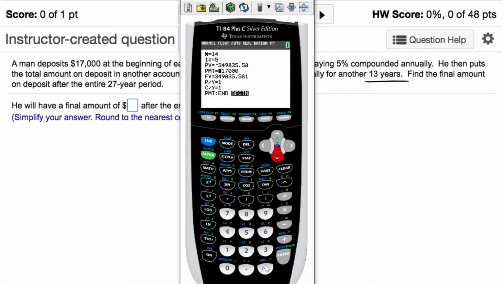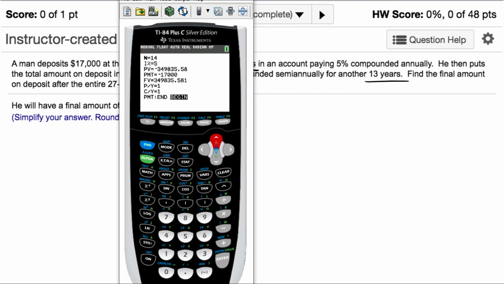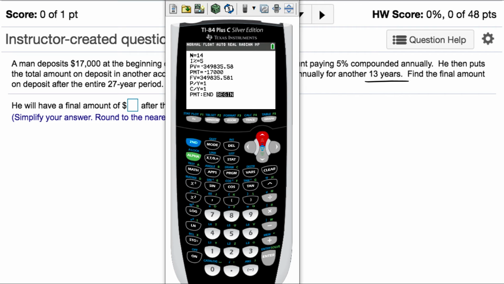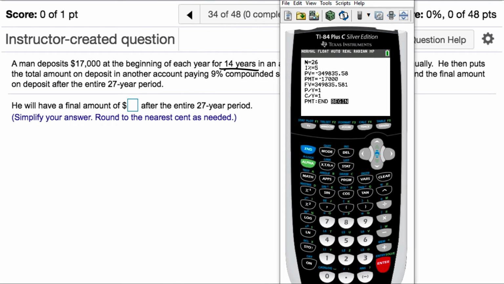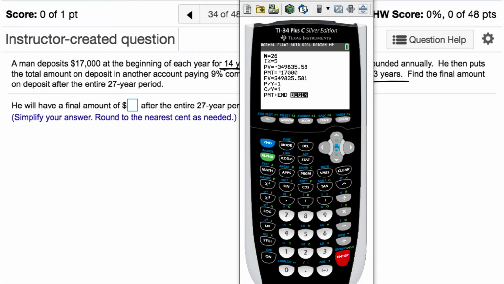All right, let's see. So our N is now, I think it said compounded semi-annually. Yeah, semi-annually for 13 years. So N is going to be 13 times 2, or 26. So interest is going to be compounded 26 times. It's now at 9% interest. So interest rate 9%. There's no payment anymore. So he's just putting that whole amount on deposit, and then he's just leaving it there. It doesn't say anything about a payment during those 13 years. So we'll put that to 0.